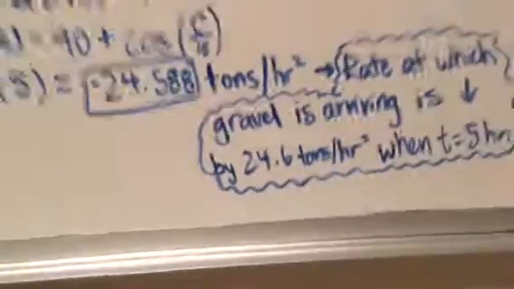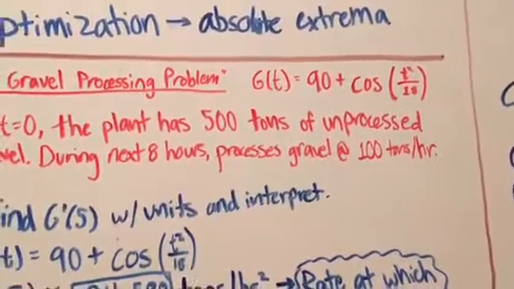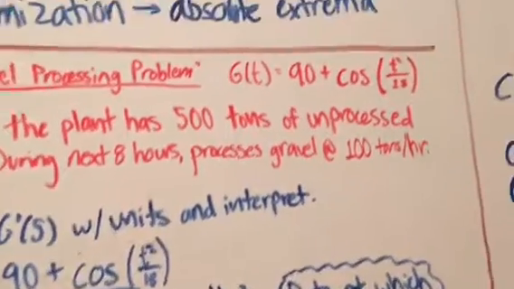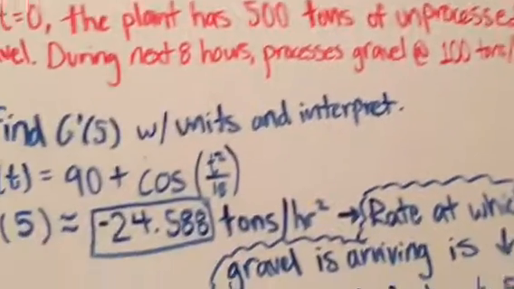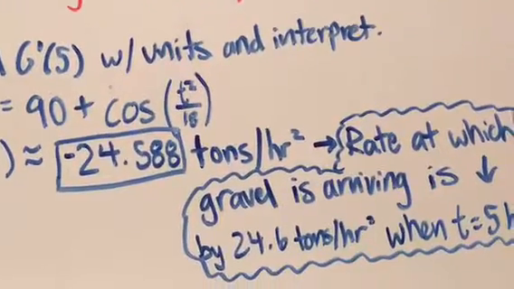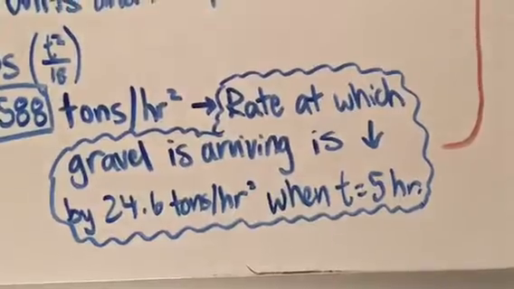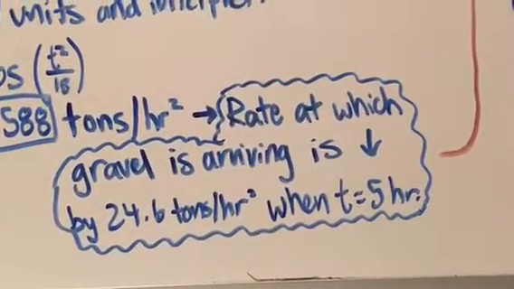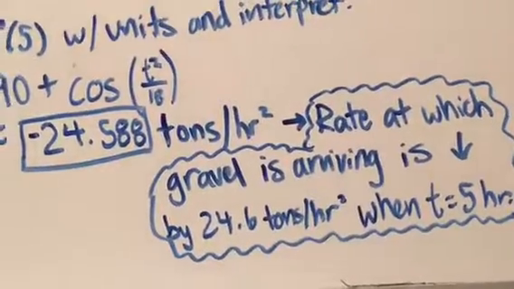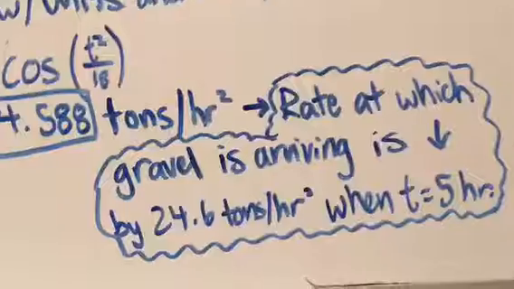We know it's tons per hour squared because g(t), which is the rate of gravel entering the gravel yard, is already going to be in tons per hour. So when we find the derivative of that, that's going to be tons per hour squared because we just square the denominator. And then to interpret this, that is the rate at which the gravel is arriving. Since it is negative, we know it's decreasing every hour by 24.6 tons at t equals 5. It could be different at other times.